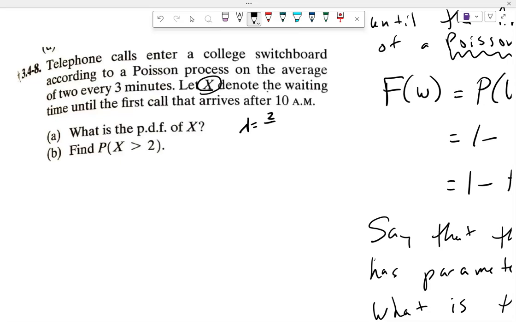2/3, good, because we're going to scale our time to minutes here. So our lambda will be 2/3, so our theta will be 3/2. Good. Now notice when we do our PDF, it's going to be 2/3 e to the negative 2x over 3, because your theta is the reciprocal. Okay, there's our PDF.